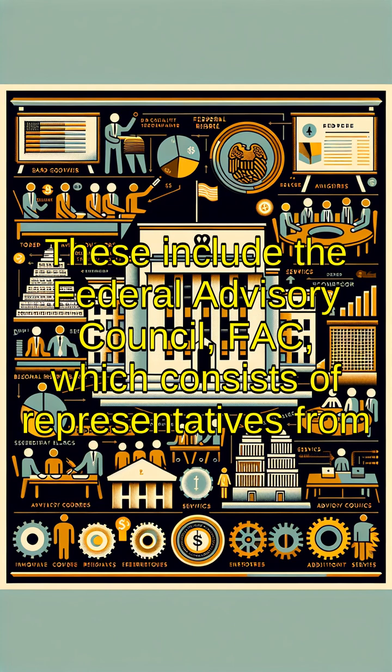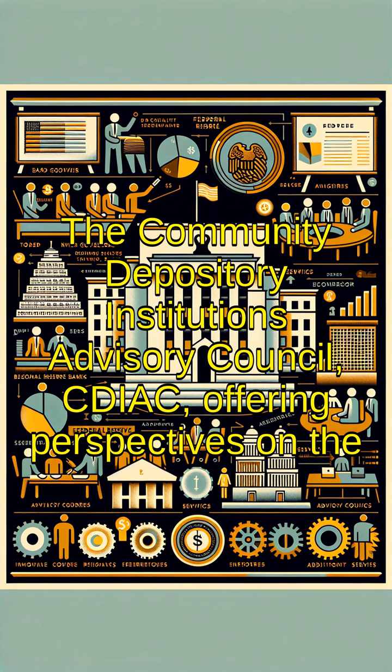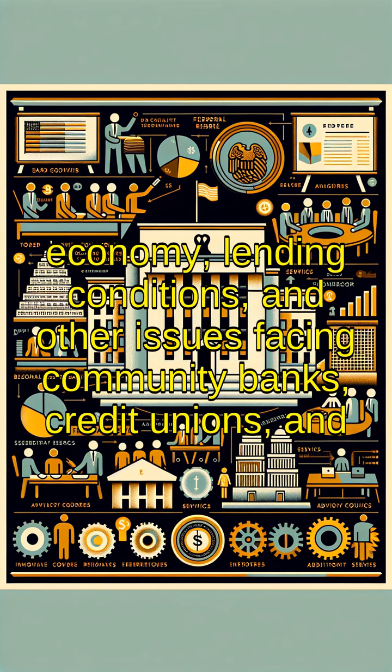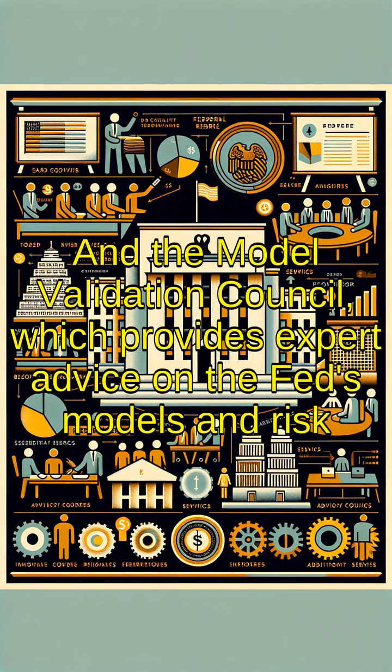Several advisory councils provide input on the Federal Reserve System's operations and policies. These include the Federal Advisory Council, FAC, which consists of representatives from each of the 12 Reserve Bank districts and meets quarterly with the Board of Governors. The Community Depository Institutions Advisory Council, CDIAC, offers perspectives on the economy, lending conditions, and other issues facing community banks, credit unions, and savings institutions. And the Model Validation Council provides expert advice on the Fed's models and risk management.